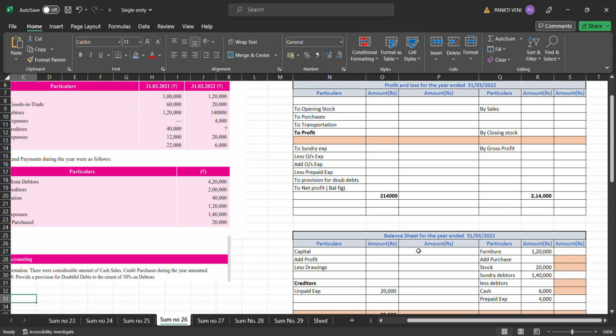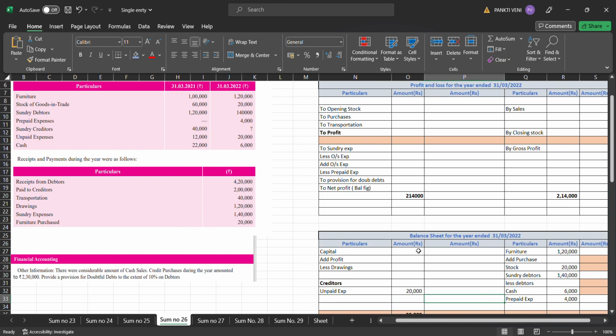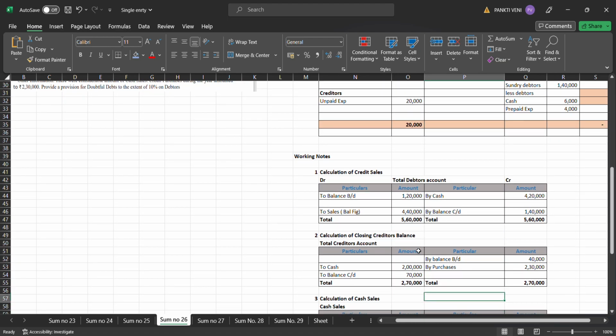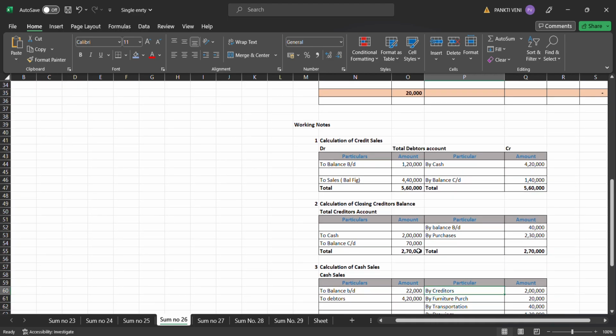Now I have receipt from debtors. That amount is 4,20,000. I'll record that 4,20,000 in my debtors account by cash. Same entry I'll do here also in the debtors account, to debtors 4,20,000. So this entry related to receipt from debtors is done.